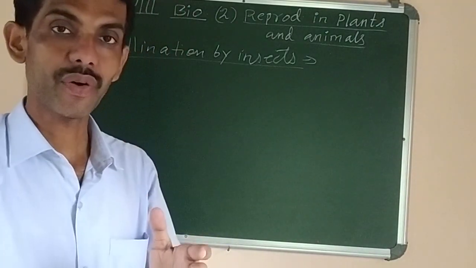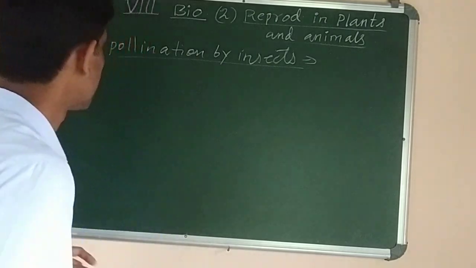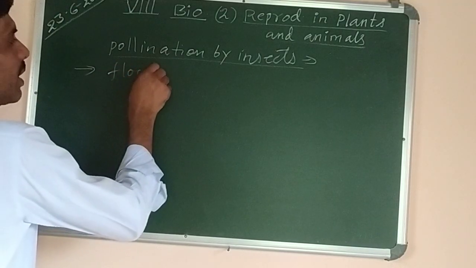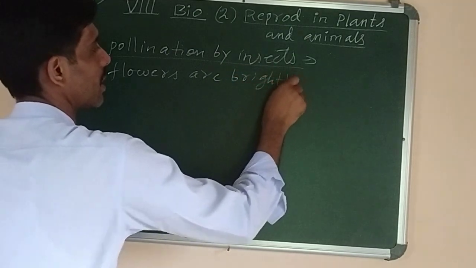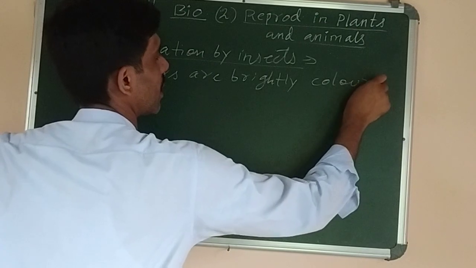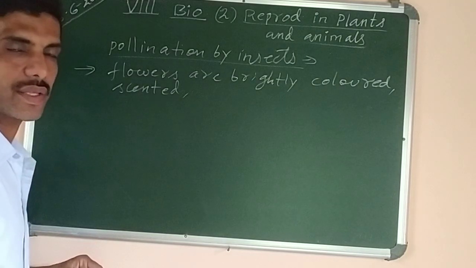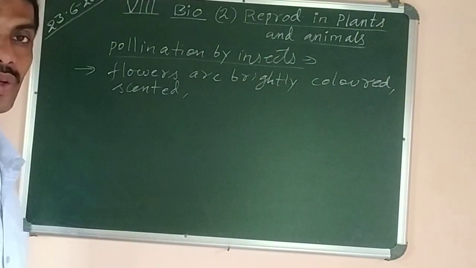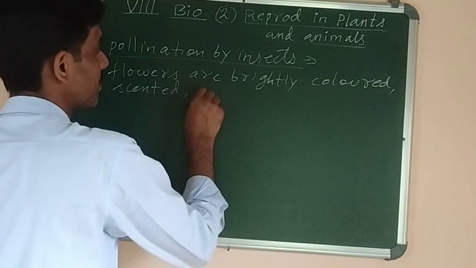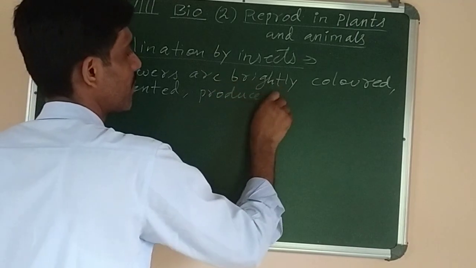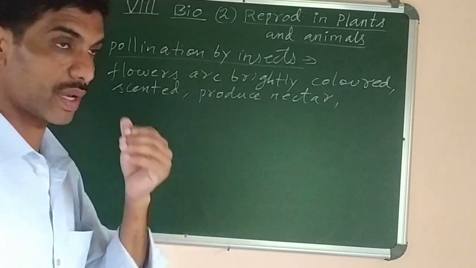Now what are the characteristics of flowers pollinated by insect? Number one, the flowers are brightly colored. So first point we can write, flowers are brightly colored. They are scented, means they produce a very good fragrance. And why good fragrance? So that insects will get attracted towards them by their scent. They produce nectar, that is a food, sweet liquid or sap, which is present in the flower, which serves as a food for the insect.